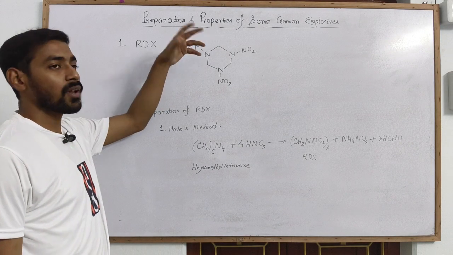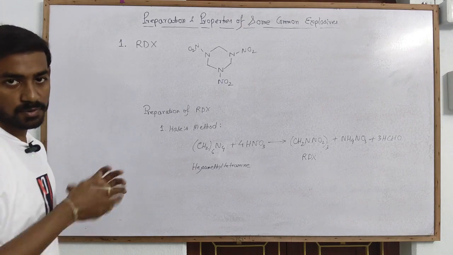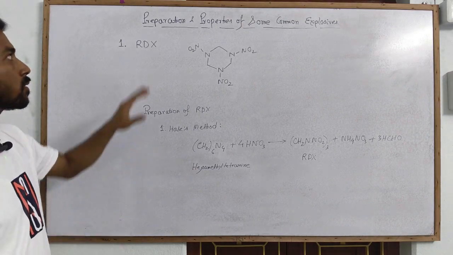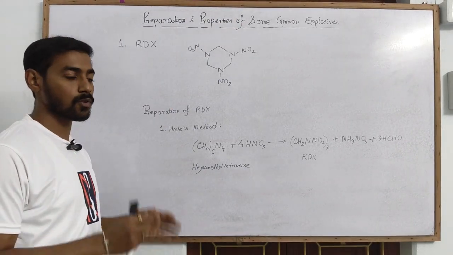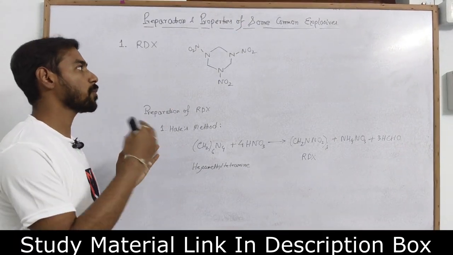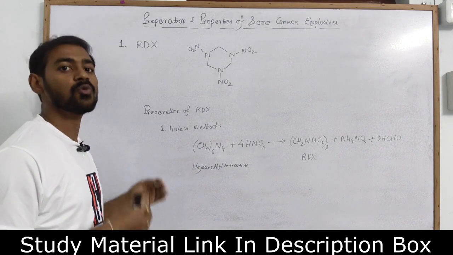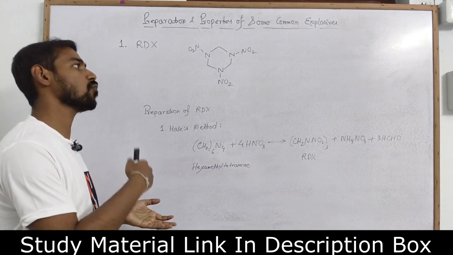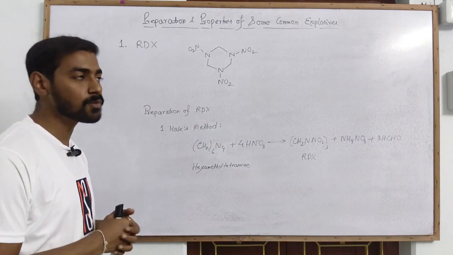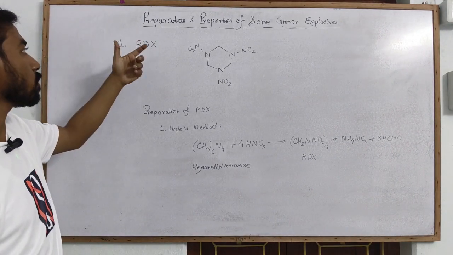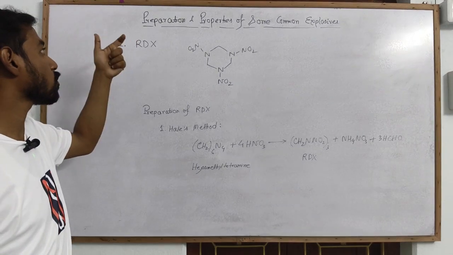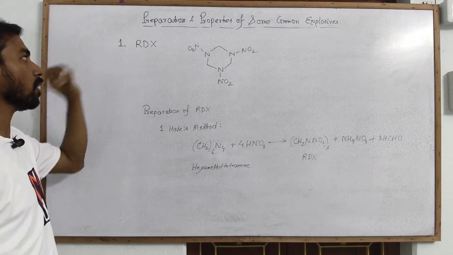Now, coming to the last part of the chemical explosives. In this part, we will learn the preparation and properties of some common explosives. We will not cover the preparation and properties of every explosive, because there is a wide range of different kinds of explosives. So we will just try to figure out some important examples of chemical explosives.